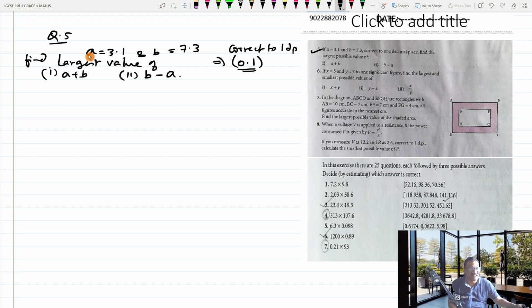So the question is: A is given as 3.1, B is given as 7.3. Now these two numbers A and B are correct to 1 dp. After that, you have to find the largest value of A plus B and the largest value of B minus A. So this is the solution. First, for A, which is equal to 3.1, you will have to write the upper bound and the lower bound of this A. On both sides, you have to take this 0.1.